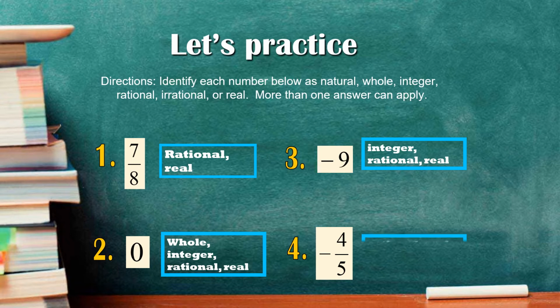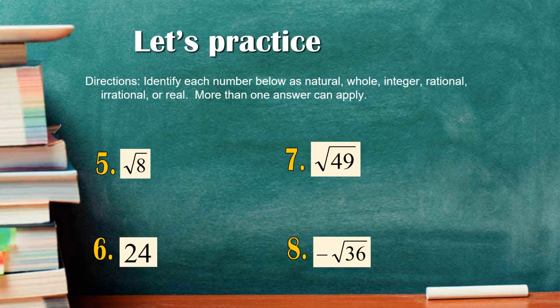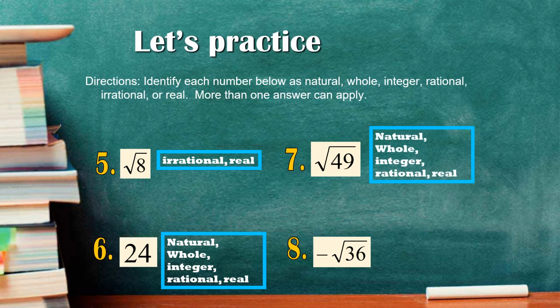Okay, so I hope you can follow. Number 4. Negative 4 over 5 is a rational and a real number. Yes, that's it. So let's have more. For number 5, the square root of 8 is irrational and real. Number 6, natural, whole number, integer, rational, and real number. Number 7, natural, whole number, integer, rational, and real number.